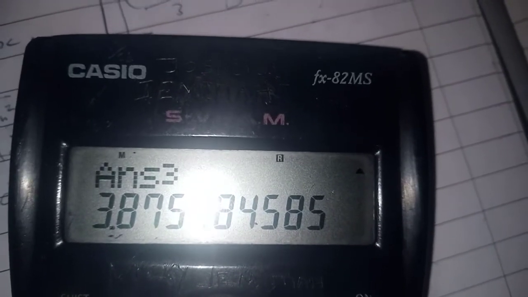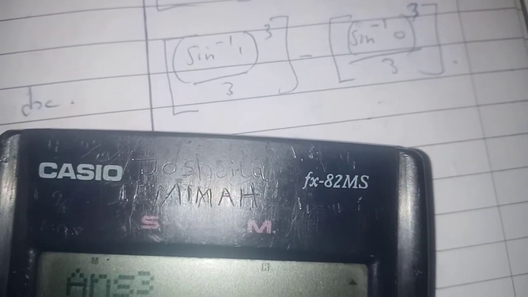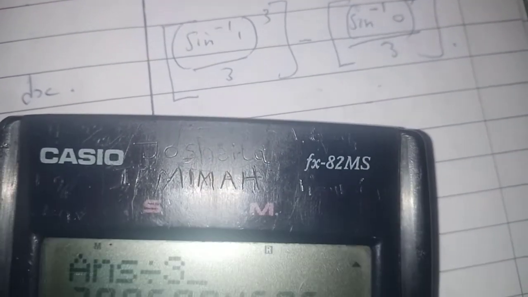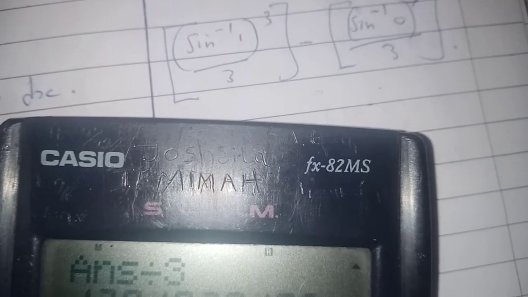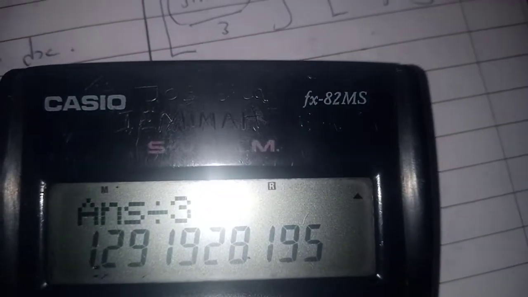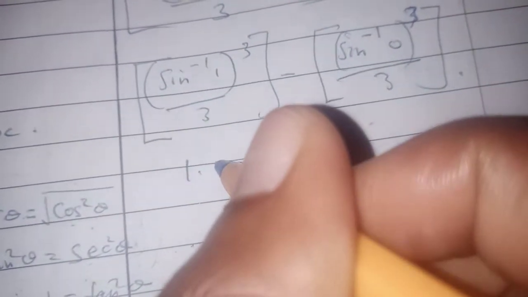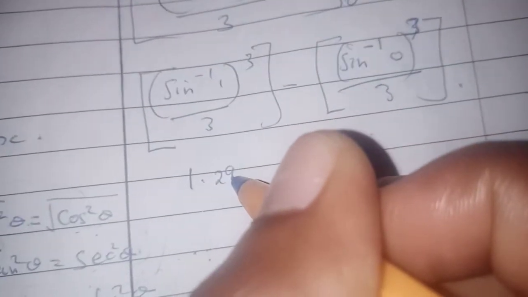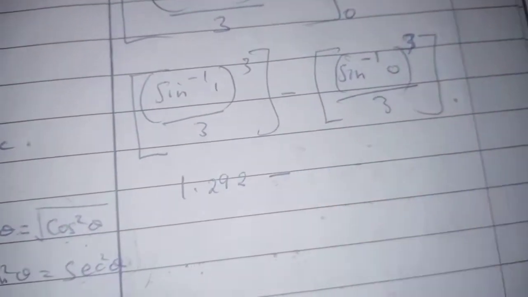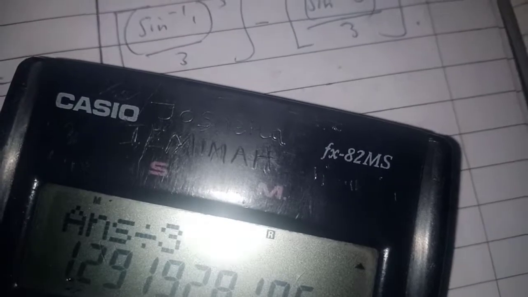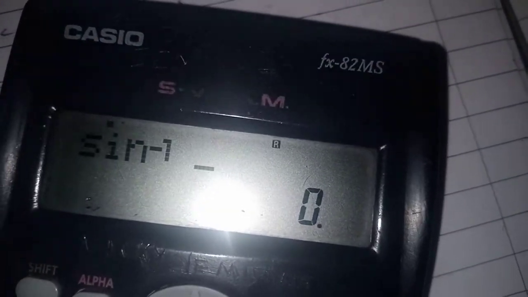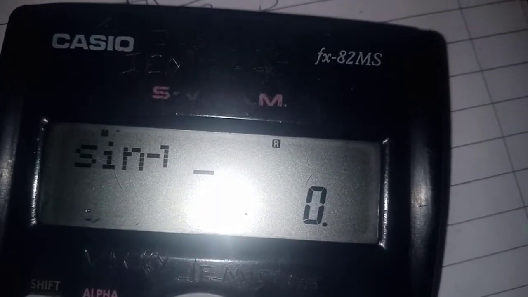3.875. Then we have to divide by 3. Just divide the answer by 3. The result is 1.292. Then minus, let's shift sign so that it can be sine inverse of 0, which is 0.